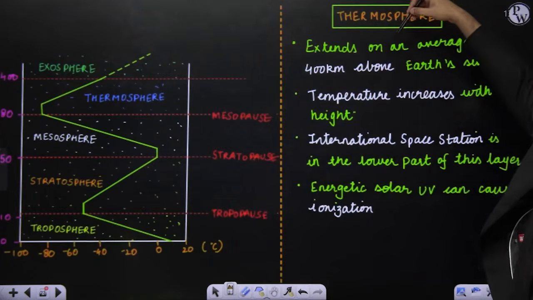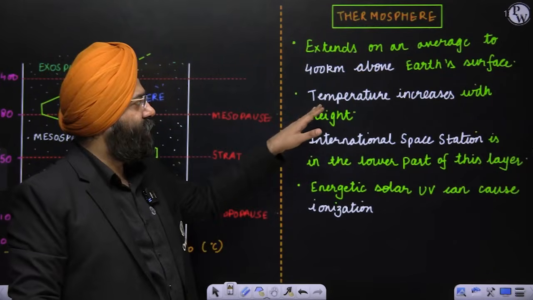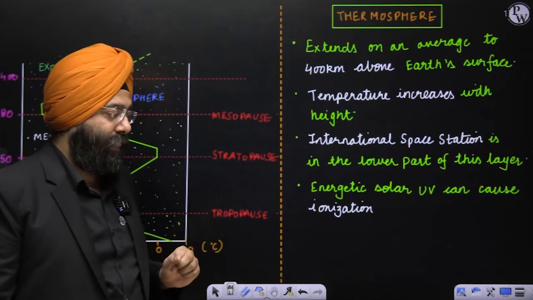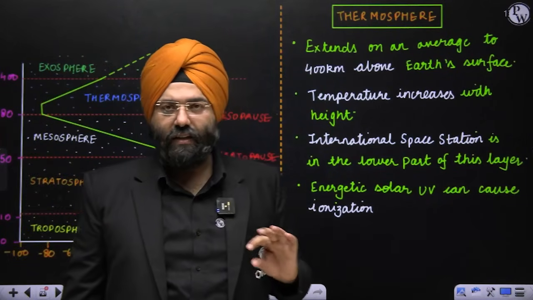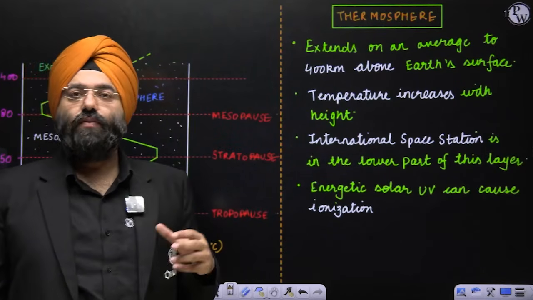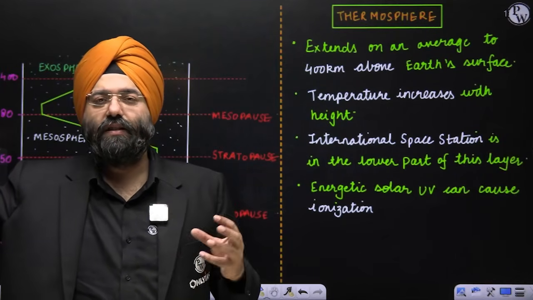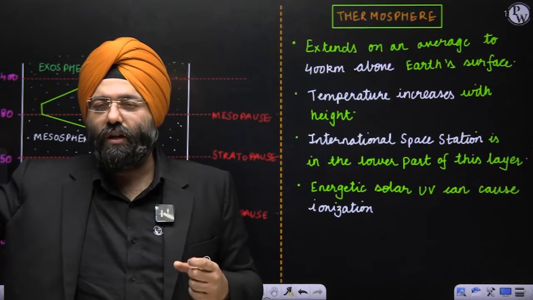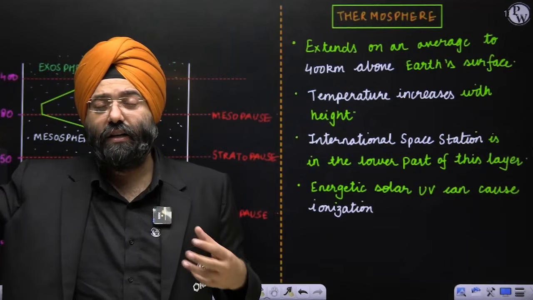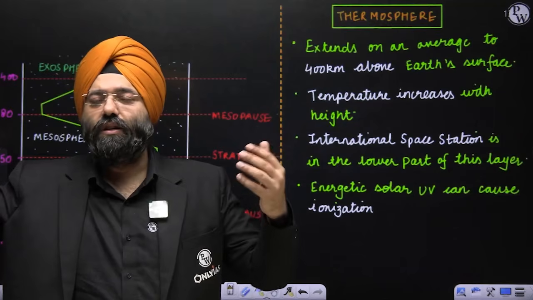It extends on an average up to 400 kilometers from the Earth's surface. Temperature increases with height. The temperature increases because the concept of ionosphere is present here majorly. Obviously, certain parts of the mesosphere also, but here also it is present. What ionization of gas means, which we will be studying: let us say there is a gas, and due to the UV radiations, an electron is removed from a molecule. So it is charged. These charged particles are present here because of the chemical reactions and processes that are taking place. That basically again leads to an increase in temperature.